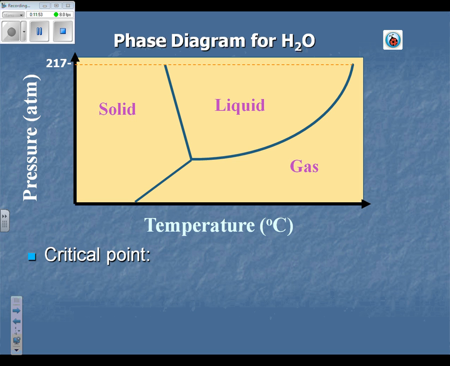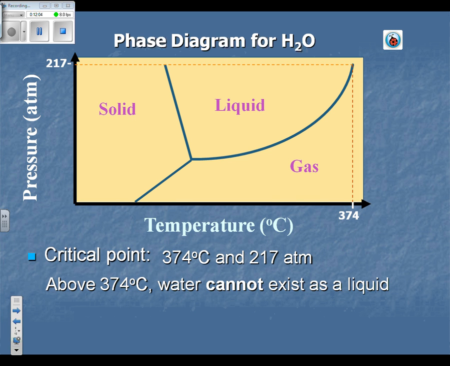217? That's a whole lot of pressure. But more important is that critical temperature, 374. You get water above 374 degrees Celsius, and it cannot exist as a liquid no matter how much pressure you put on it. It just has too much kinetic energy. Those particles will not succumb to their attractive forces and become a liquid. All right, does that make sense?